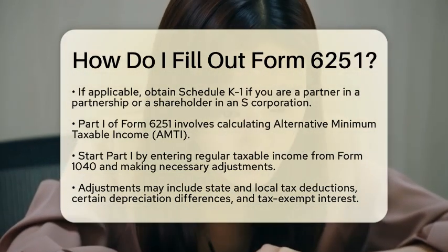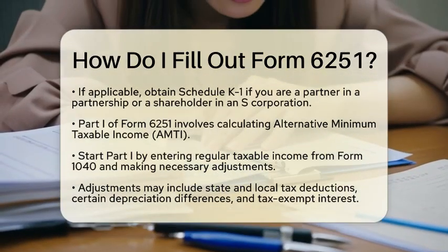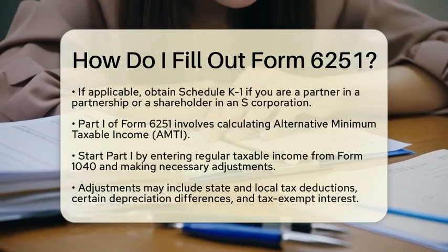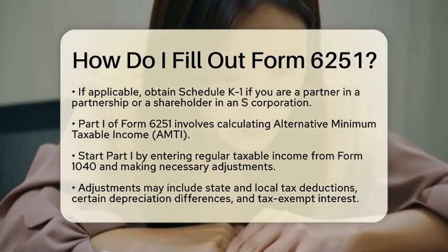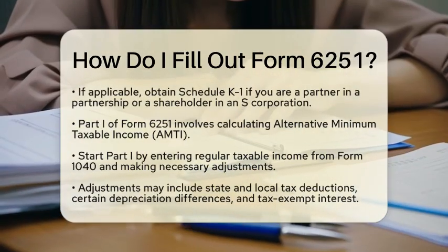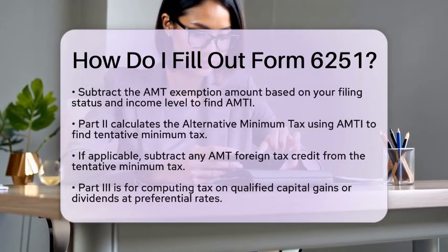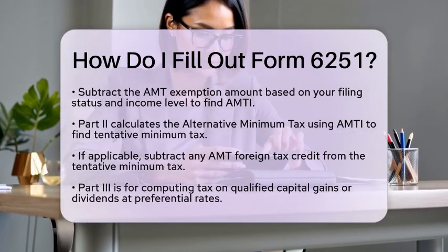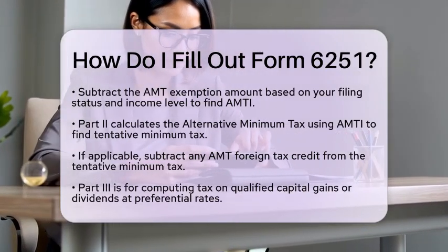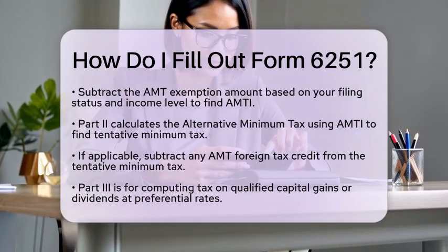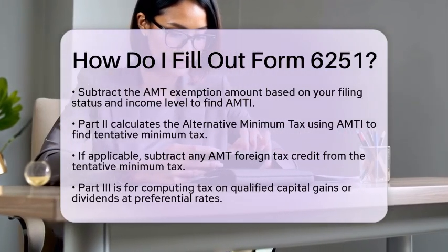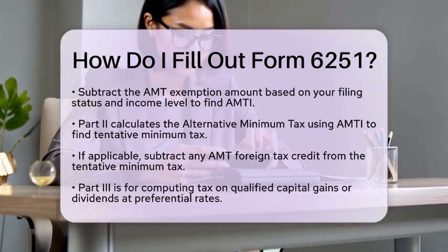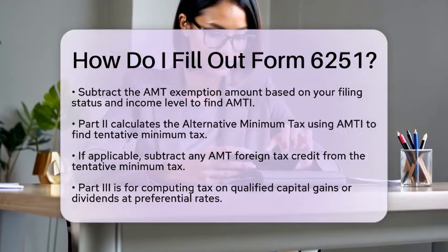After making these adjustments, subtract the AMT exemption amount, which varies based on your filing status and income level. The result is your alternative minimum taxable income. Next, you will complete Part II, which calculates the alternative minimum tax. Use the alternative minimum taxable income from Part I to find your tentative minimum tax by applying the AMT tax rates. If you have any AMT foreign tax credit, subtract that amount. The result will be your tentative minimum tax.